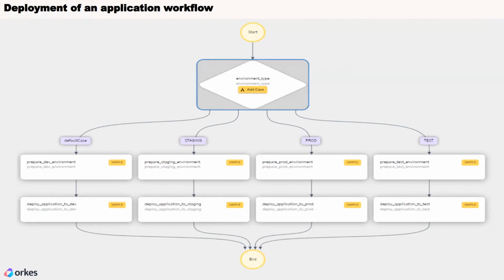we can think of as creating a proper set of environment variables, installing a database, or if the database is there, creating a schema, all the pre-deployment stuff that we can do as part of any prepare task. And deploy application is the actual task that will deploy the application to that particular environment, like dev, staging, prod, and test. So this is a high level workflow.